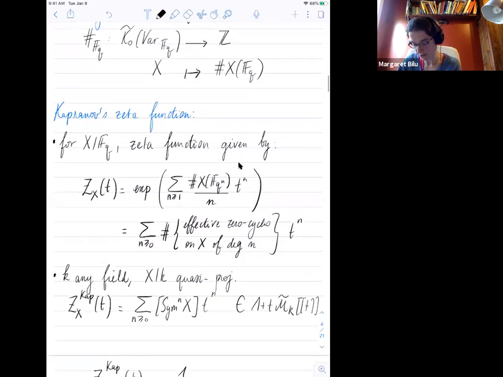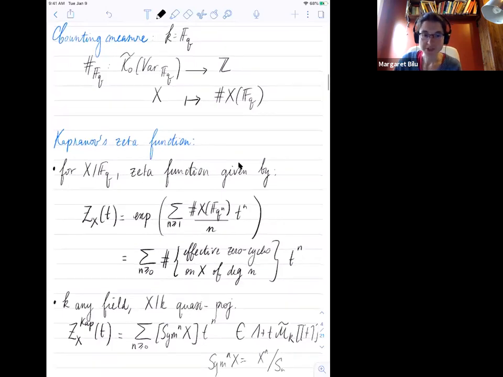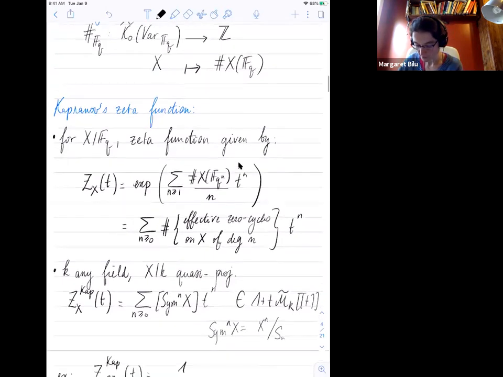of X. Okay, so the symmetric power of X is just: I take X to the n and I take the quotient by the permutation action on the coordinates. So this gives me a series with coefficients in the modified Grothendieck ring. And when the field is finite, then it specializes to the usual zeta function of the variety.